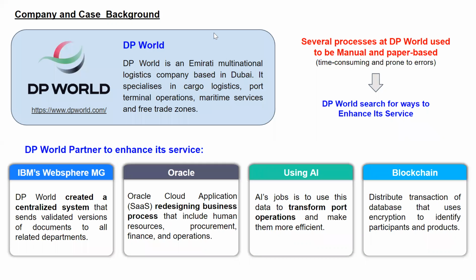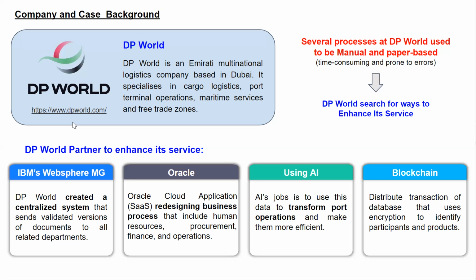The first is the company and case background. The company in this case study is DP World. DP World stands for Dubai Port World, an Emirati multinational logistics company based in Dubai. DP World specializes in cargo logistics, port terminal operations, maritime services, and free trade zones.